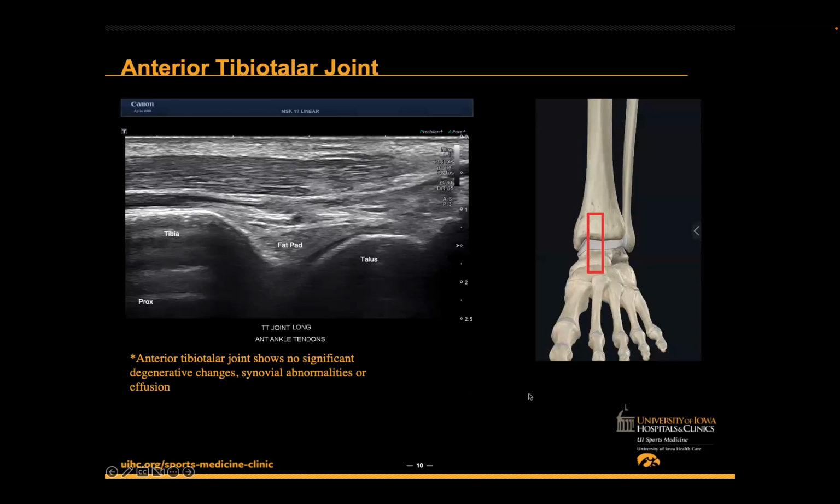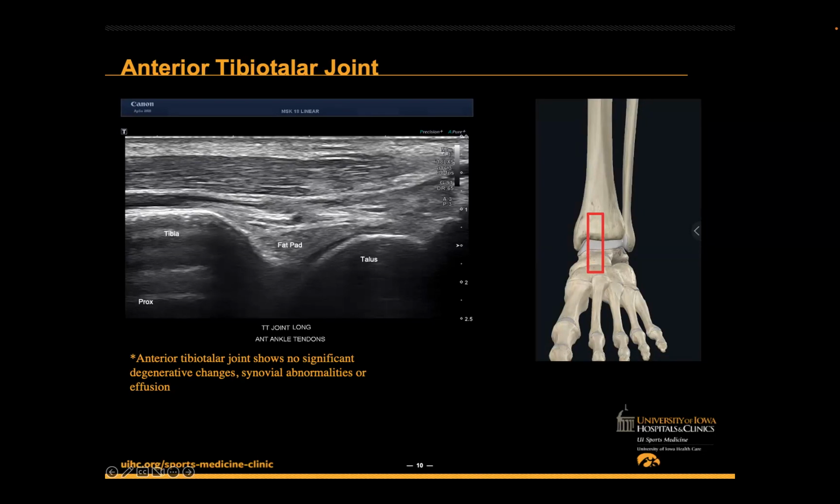So starting the scan, we'll start at the anterior tibio-talar joint in a long axis. This is going to be your most sensitive position and location to look for things such as effusion and other joint pathologies. And just to note, even if you start more central anteromedial like this, scan the entire width of the talar dome cartilage, and that'll help you not miss anything on your evaluation.